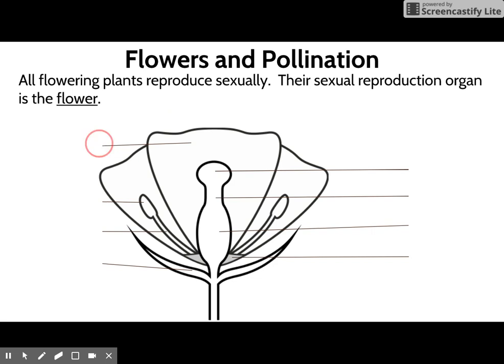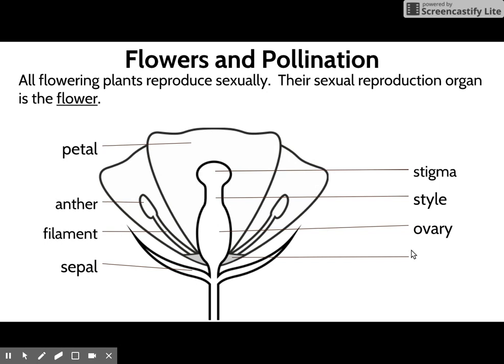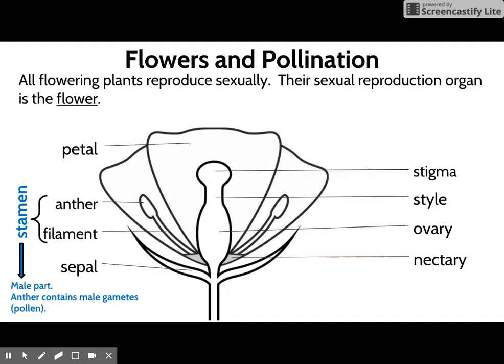This one right here is the petal. This piece right here, anther, filament, sepal, stigma, style, ovary, and nectary. Do you know which are male and female?